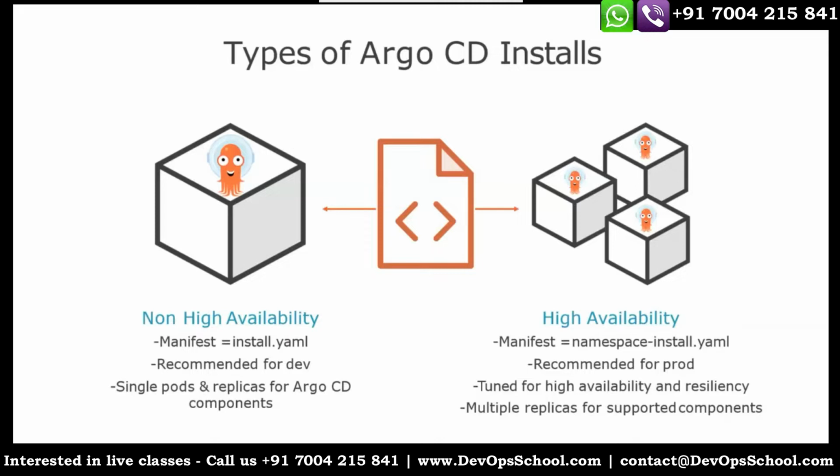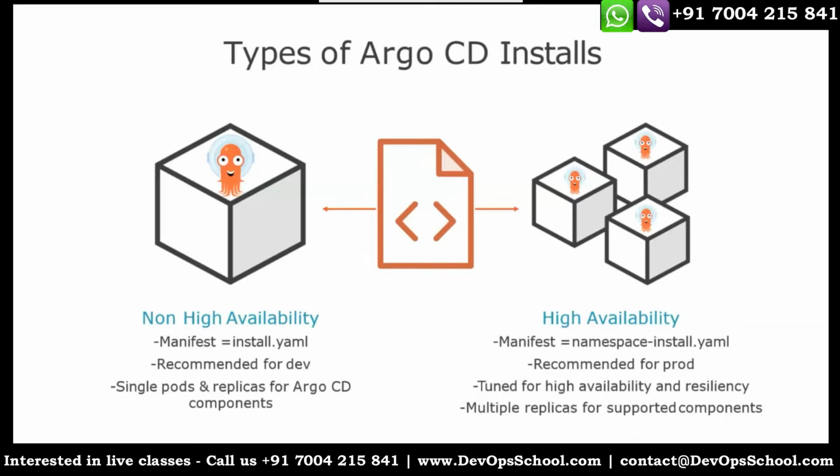In HA, what basically is there? It's a replica set. It's a deployment. Multiple replicas will be there for each pod. That's all. It's called HA. Are you understanding, all of you? Yeah, Rajesh. Yeah. So for non-HA, we'll use the install.yaml file. For HA, we'll use the namespace-install.yaml file. That is different.